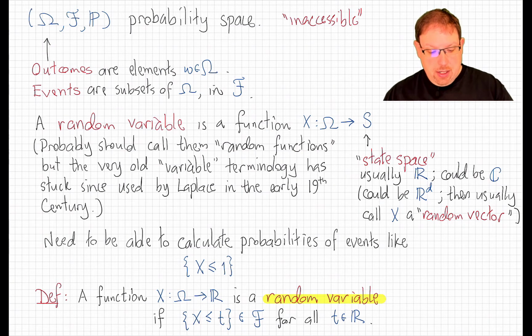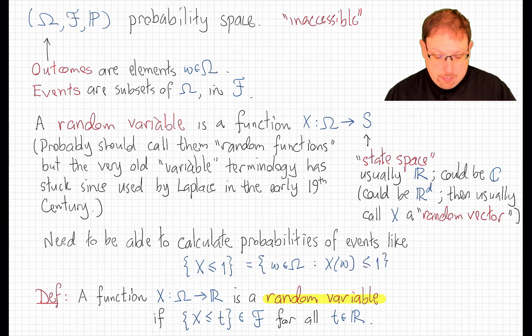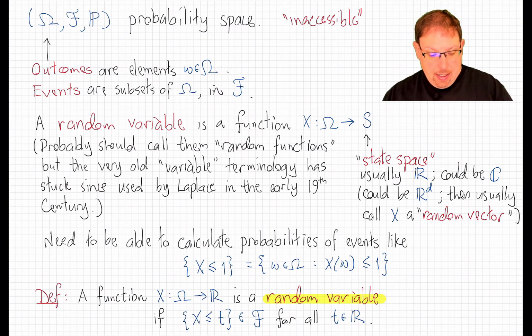Now, just to be clear on notation here, this event means the set of all points omega, all outcomes, in the sample space omega, for which the function's value, x of omega, is less than or equal to 1. A random variable, properly speaking, is a function from the sample space to the reals with the property that all of those events, the event that x is less than or equal to t for any real number t, is in the sigma field, is measurable.